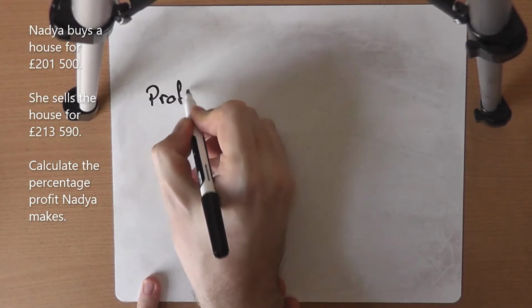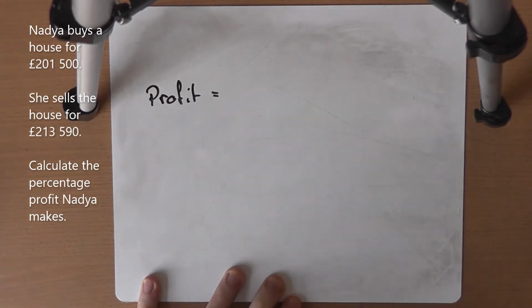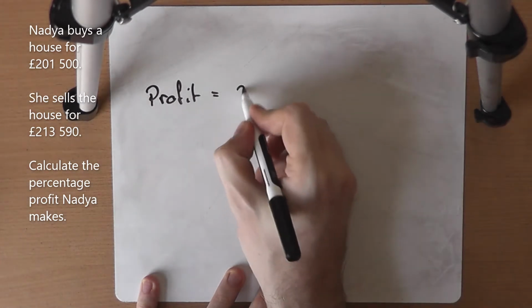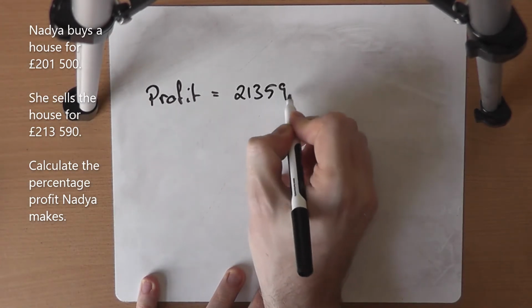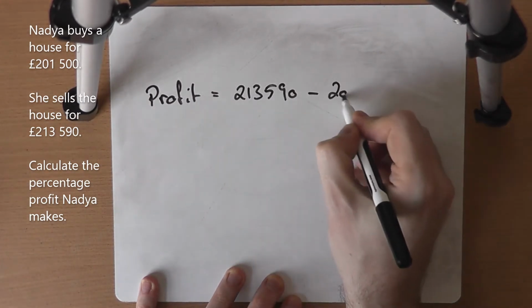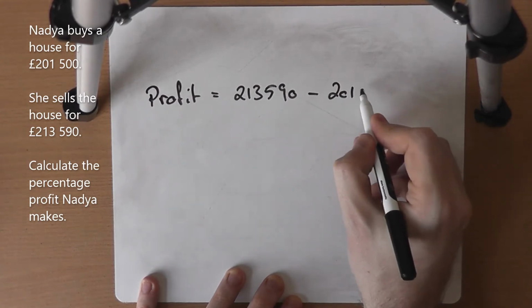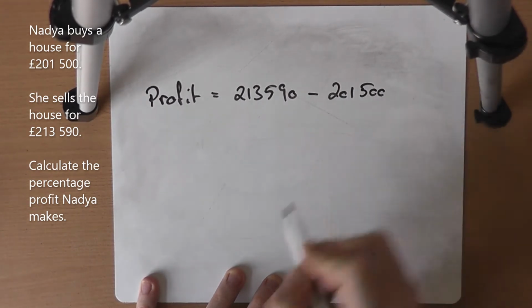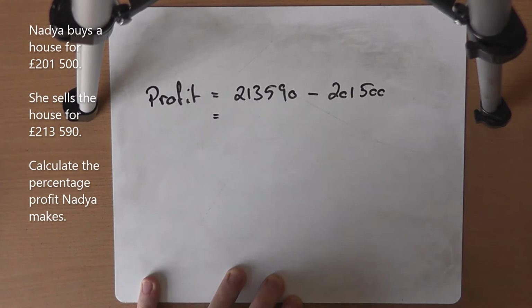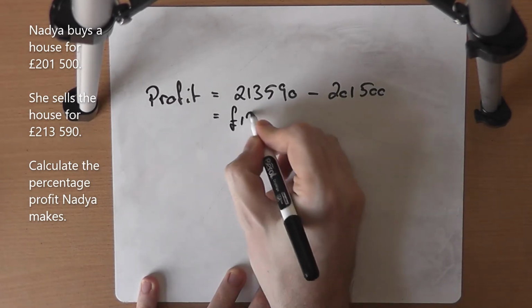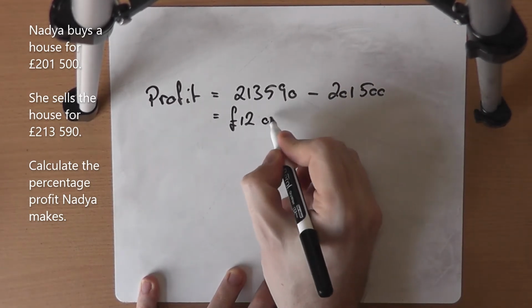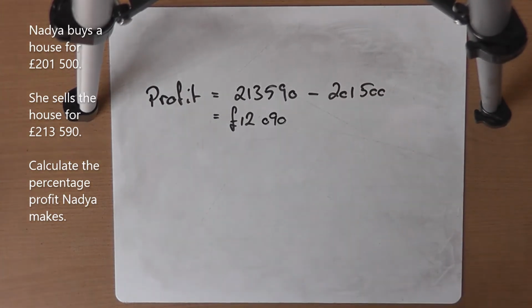The profit is going to be the difference then. It's how much more we make. So we take the larger value, the 213,590, and we take away the smaller original value, 201,500. We pop that in our calculator perhaps, and we find that the amount of profit made, the amount extra that she makes when she sells it, is £12,090.